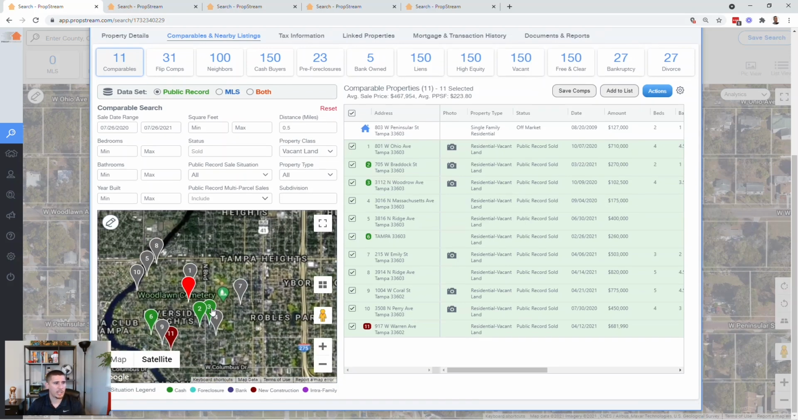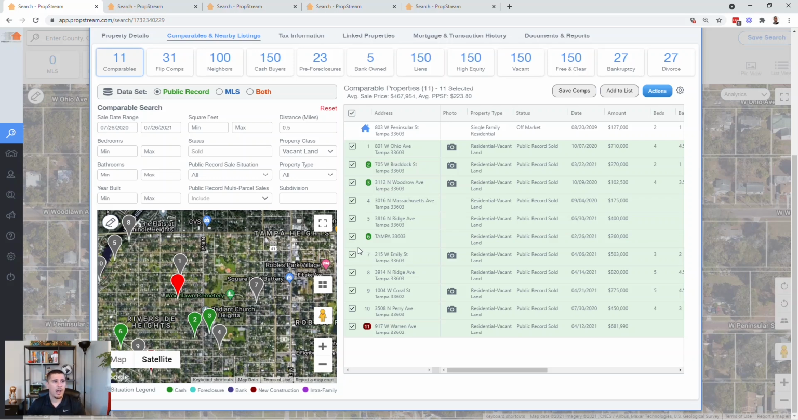So just make sure you analyze your market, look at the price points, look at the amount of new construction, lot square footage, zoning, mortgage transaction history, and then you can look at vacant land residential, the same process.